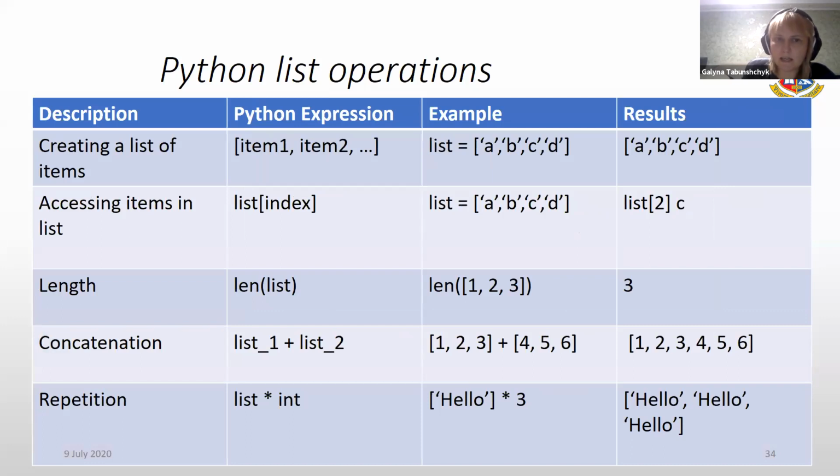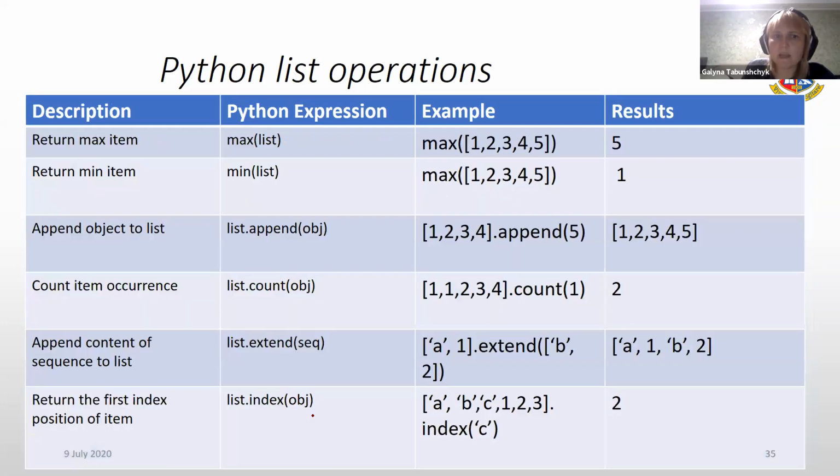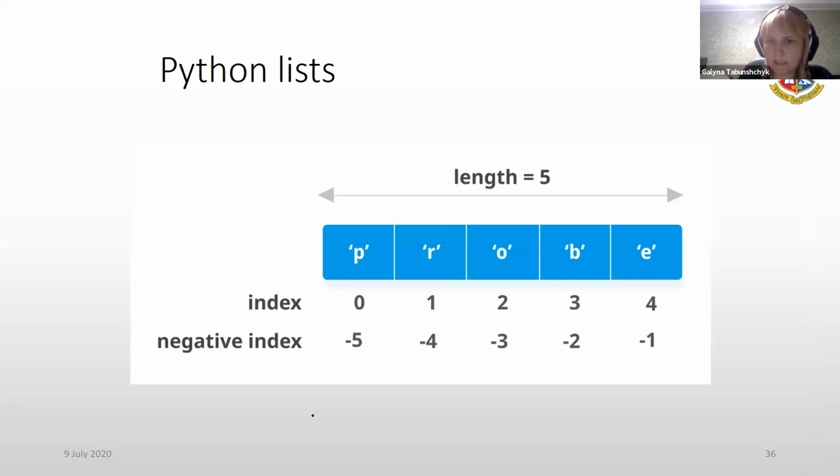We could calculate the length of the list. We could concatenate lists. We could use arithmetic operations, where the result will be repetition of the list. And we could use functions with our list to calculate the minimum value and maximum value, to add an element to the list with append, to count how often an item occurred in the list, or to extend our list. Let's look at it one by one.